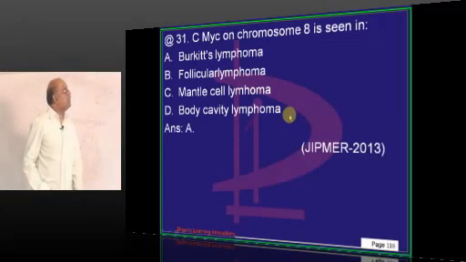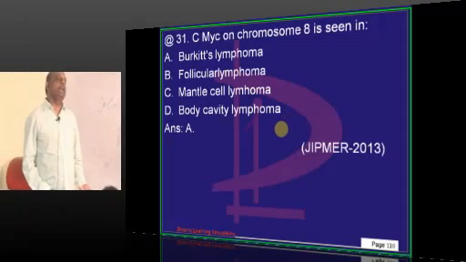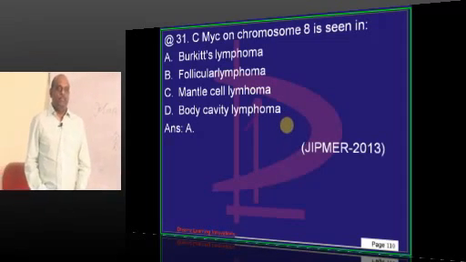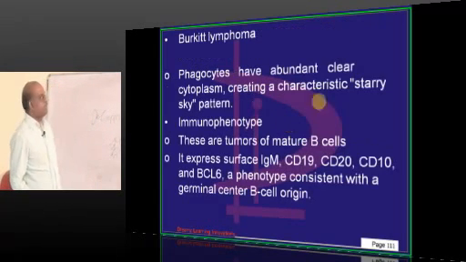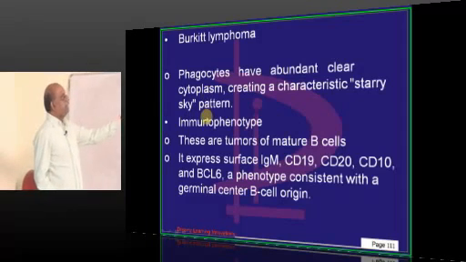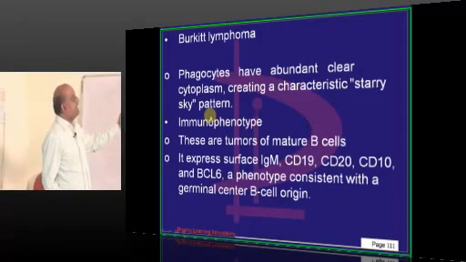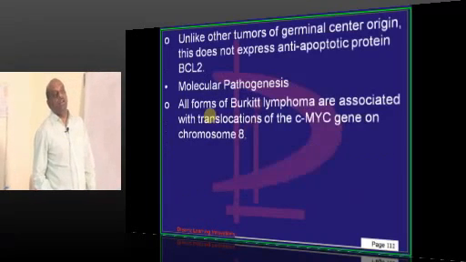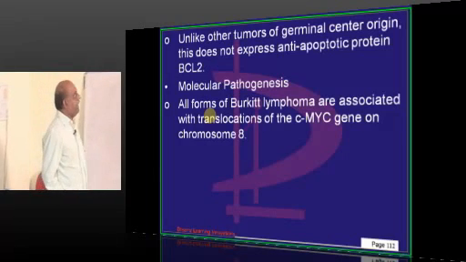See, my chromosome 8 is Burkitt's lymphoma. Another very standard promising topic. Know the oncogenes and shoot your answer. So, doctor, Burkitt's lymphoma: CD19, CD20, CD10 and BCL6 is what you need to basically remember.